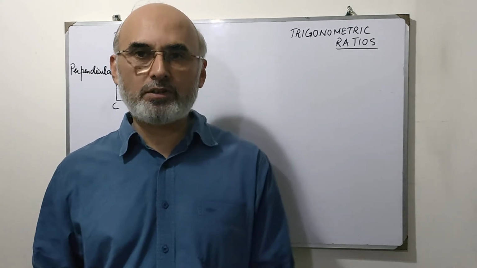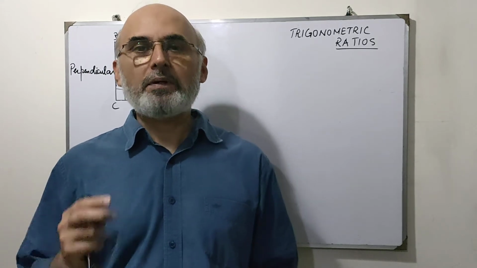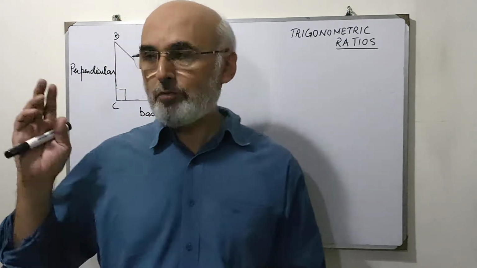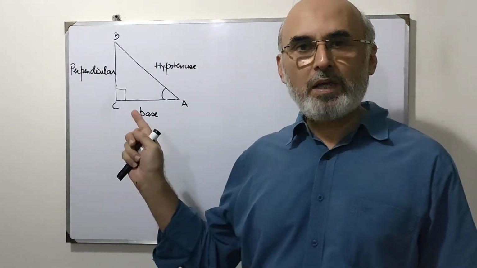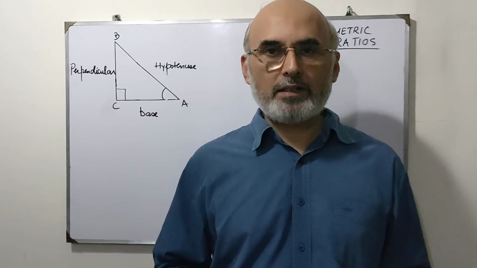Okay, let's start chapter 11 of T2, which is trigonometric ratios. Before doing this chapter, we have done Pythagoras theorem. The Pythagoras theorem was about, obviously, the right angle triangle, and it gave us the relationship between the sides of the right angle triangle.